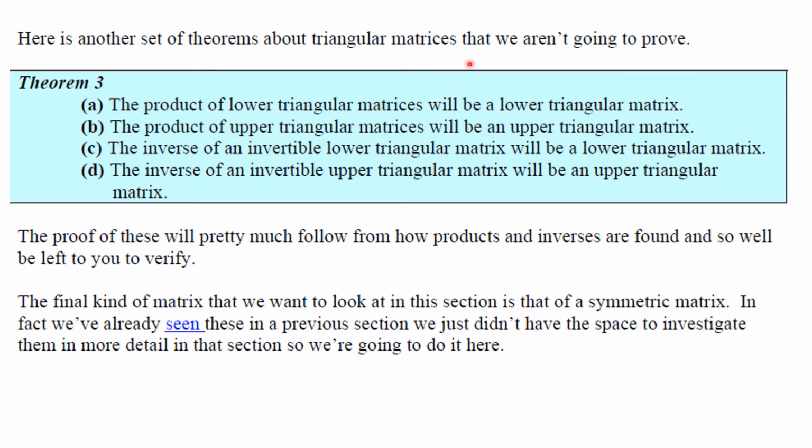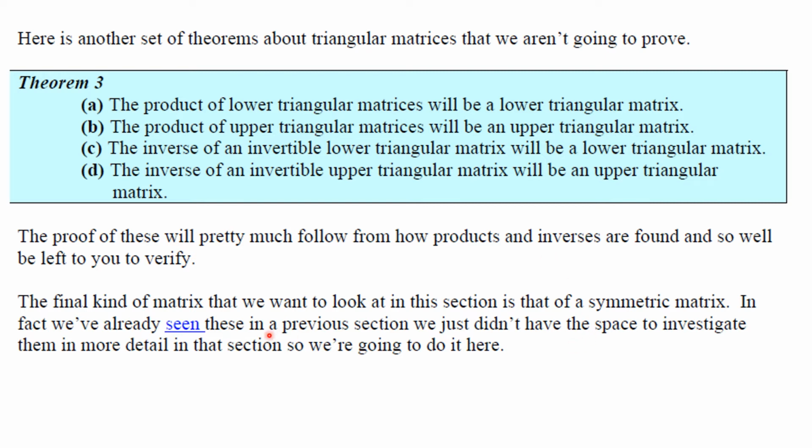Here are some more theorems about triangular matrices. We're not going to prove these, but we are going to state them, and you should think about how you would prove them. We will do some examples of these later, however, just to see how this will work. The product of lower triangular matrices will also be lower triangular. Similarly, the product of upper triangular matrices will be upper triangular. And the inverse of an invertible lower triangular matrix will be lower triangular, and the inverse of an invertible upper triangular matrix will also be upper triangular. The proof follows from how products and inverses are found, and this is left to you.